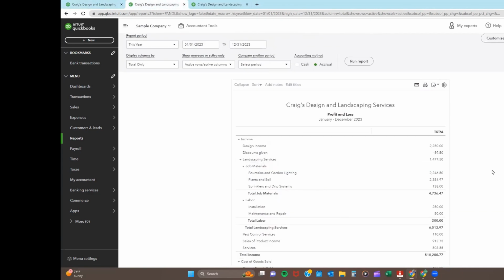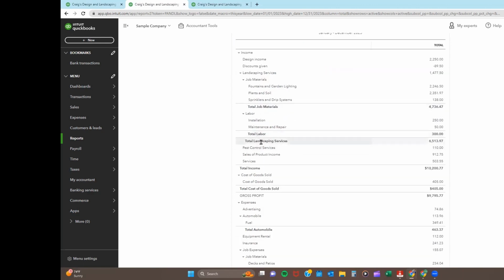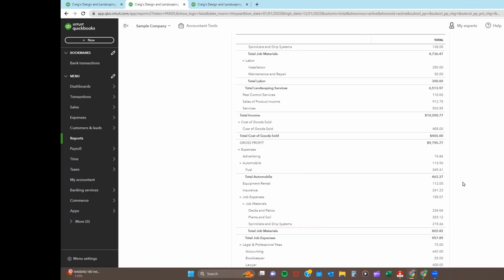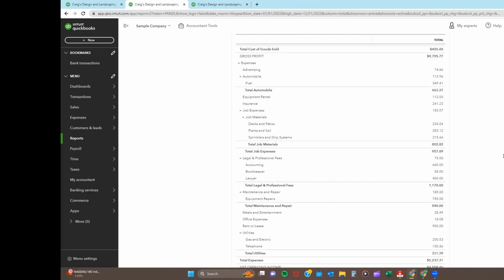So profit and loss. What's the profit and loss? It's exactly what it sounds like. He has his income. So he's got design income, landscaping income, income from his job materials, some labor from pest control services. So he's looking at $10,200 in income. He has cost of goods sold, which is probably costs related to his jobs. He's got some advertising expenses, auto expenses, insurance, equipment rentals, materials, legal professional fees. Okay, he's got all this stuff.